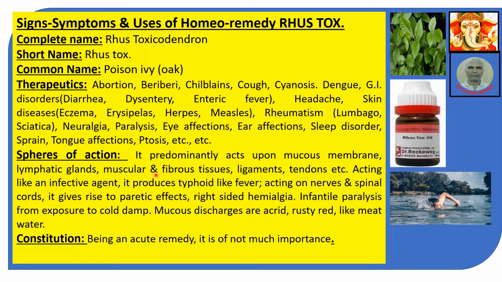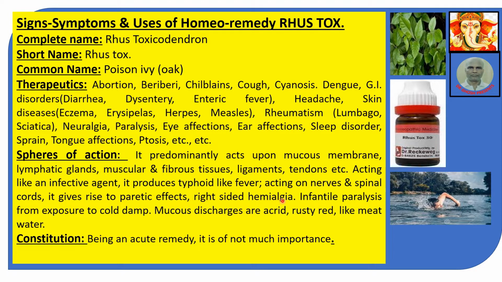Spheres of action: it predominantly acts upon mucous membrane, lymphatic glands, muscular and fibrous tissues, ligaments, tendon, etc. Acting like an infective agent, it produces typhoid-like fever in healthy man. That is, when the person is suffering from typhoid-like disease, this will be the medicine. Acting on nerves and spinal cords, it gives rise to paralytic effects. That is, in case of paralysis, this will be an effective remedy.